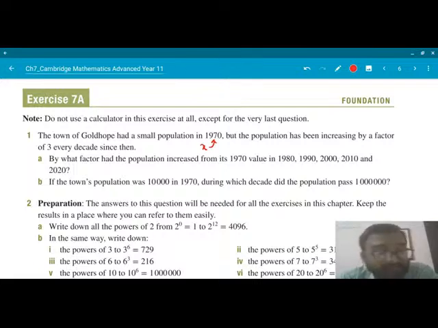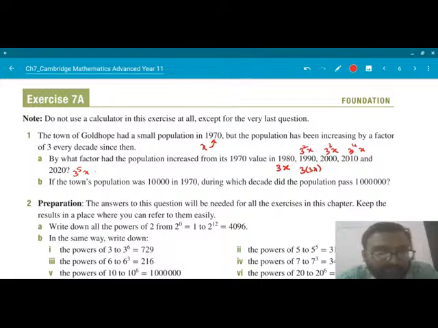It is not a fraction, it is a factor of 3. So it is 3x. And in 1990, again 3 times 3x, which is 3 squared into x, 3 cubed into x, 3 power 4 into x. So it is 3 power 5 into x. Clear?